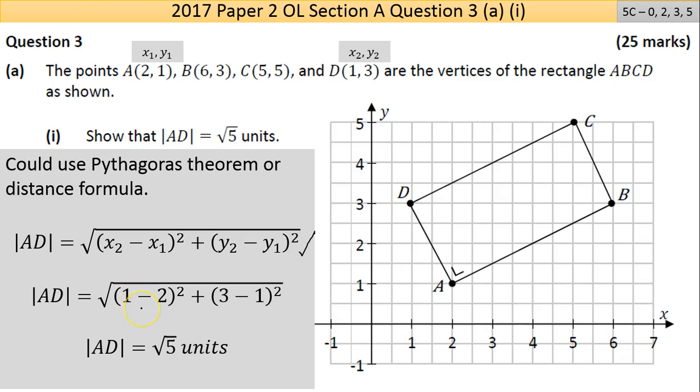So if you're watching for minus times minus is a plus, in this particular question, I can put that through the calculator if I want, or break it down and work it out, and that should come out to be the square root of 5. So I've shown that the length of AD is equal to the square root of 5, done it using Pythagoras or with the distance formula.